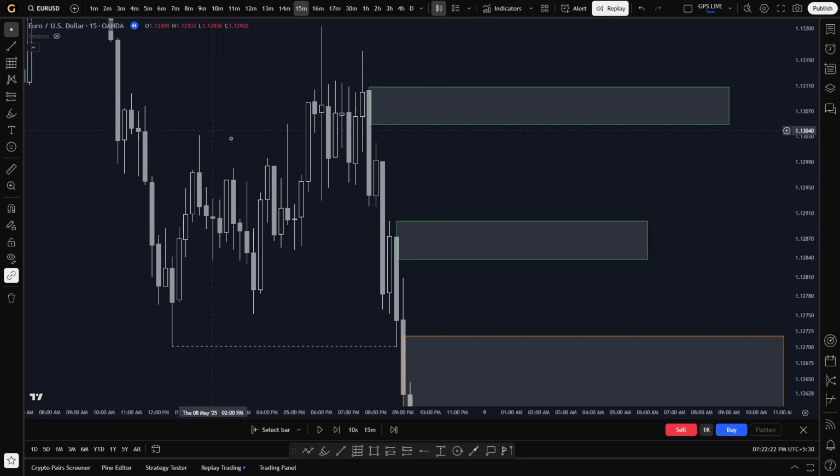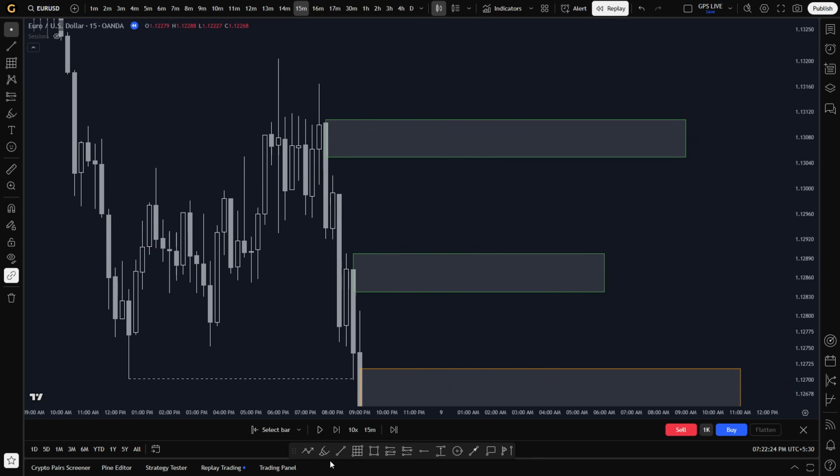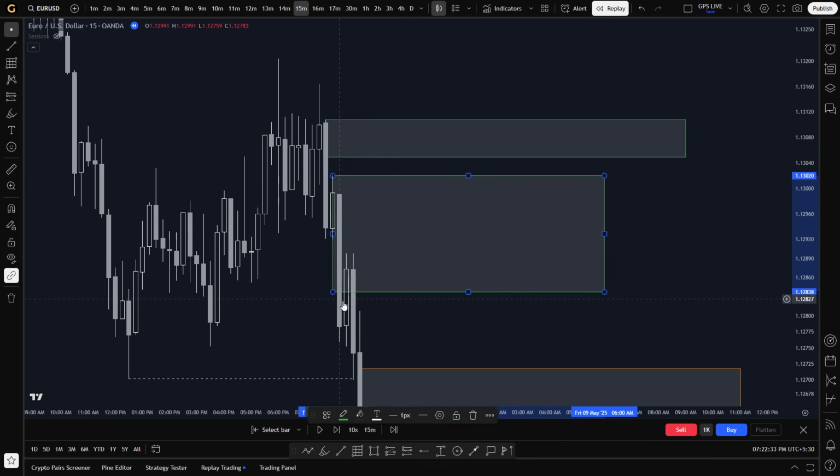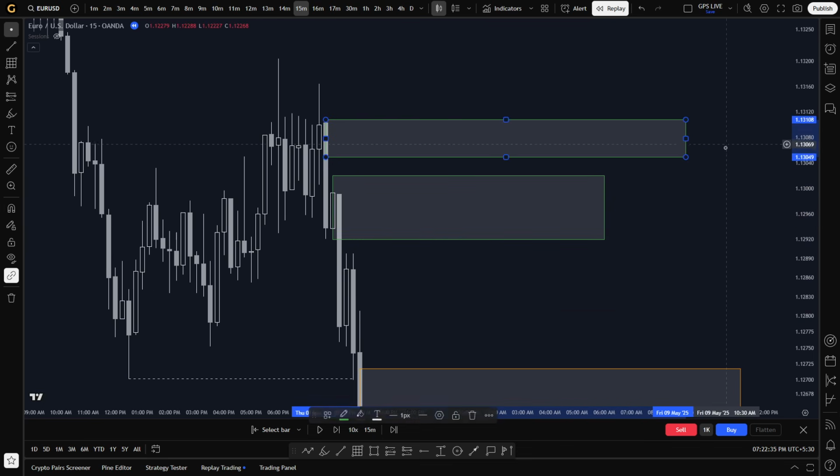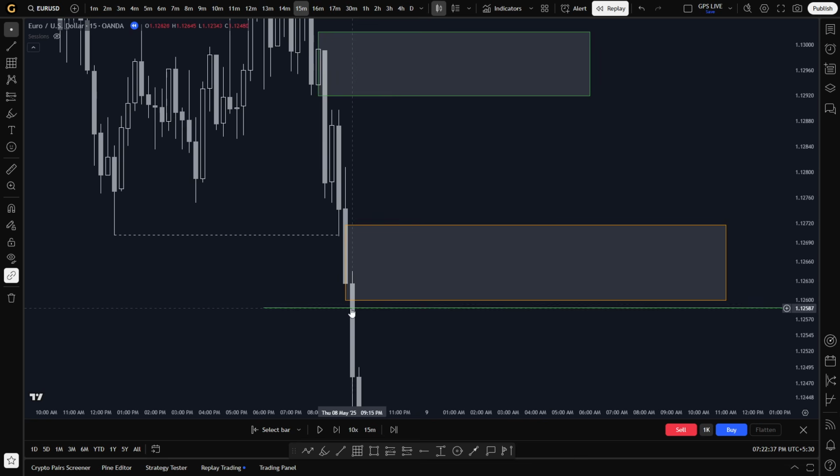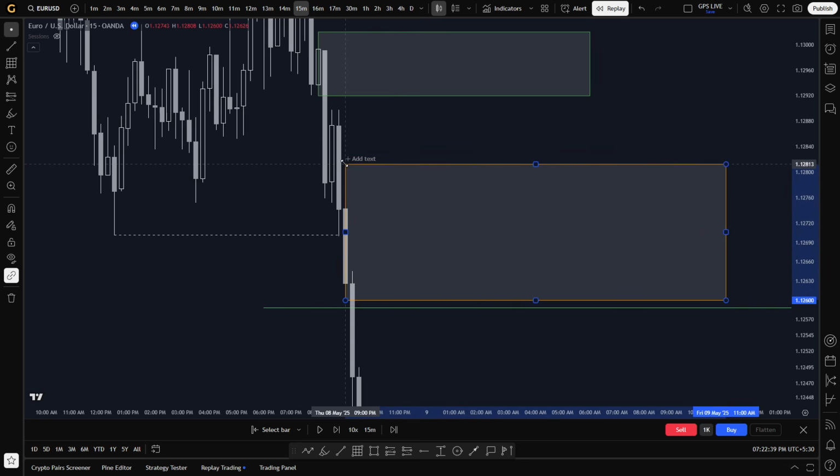So from 5 minutes, I switched to 15 minutes. So it's very clear that this is the only OB, the extreme OB, which has not been mitigated yet. So let's mark that as our extreme order block. Let's delete this. And this is our 50% order block in 15 minutes.